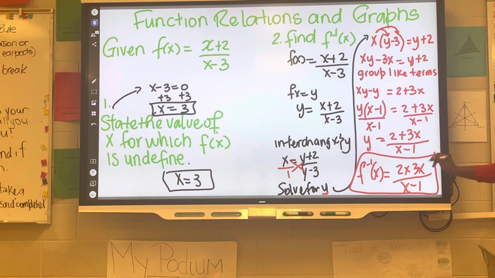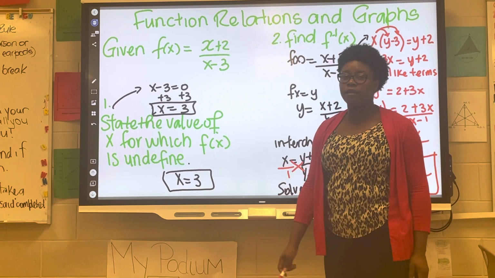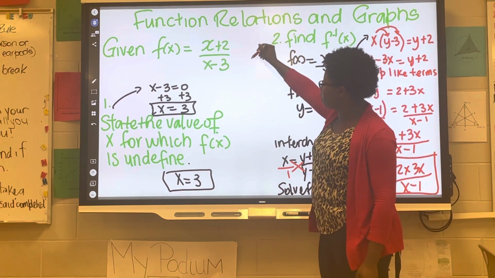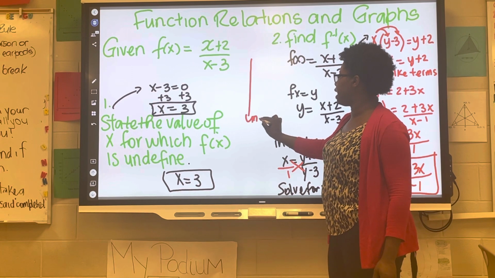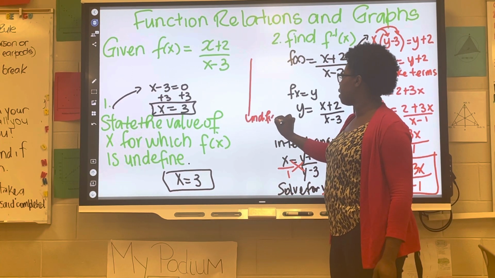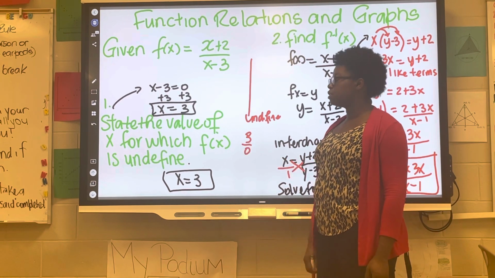And there you go, to find the inverse of a function and to determine the values of x that make a function undefined. Remember, undefined functions are always a vertical line. And if you have a fraction, the denominator is always 0.